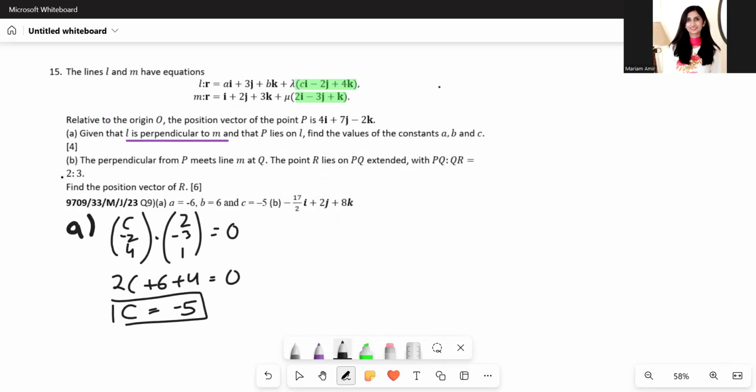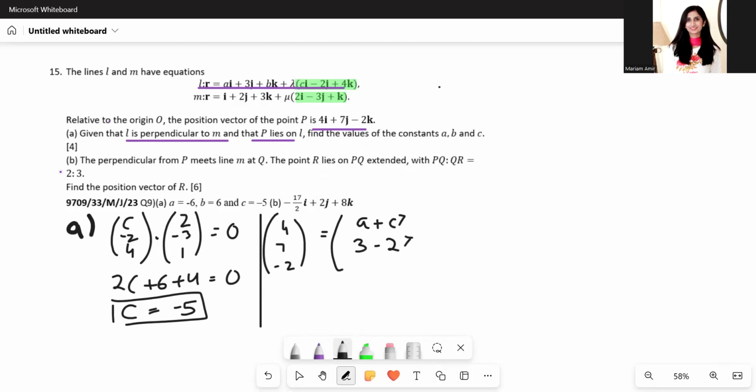Okay, now we also have to find the values of constants A and B. What are we told? That P lies on line L. That's line L and that's P. So now we're going to equate (4, 7, minus 2) to the vector line (A plus C lambda, 3 minus 2 lambda, and B plus 4 lambda). We already know what C is. C is negative 5, so I'm writing negative 5 lambda here.